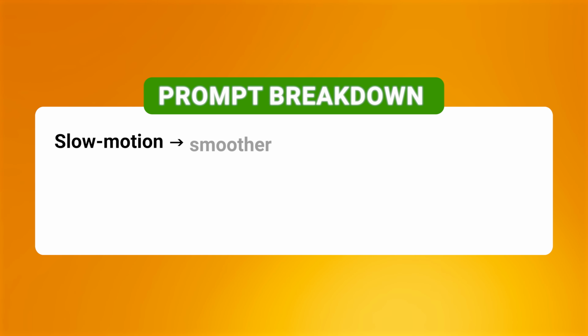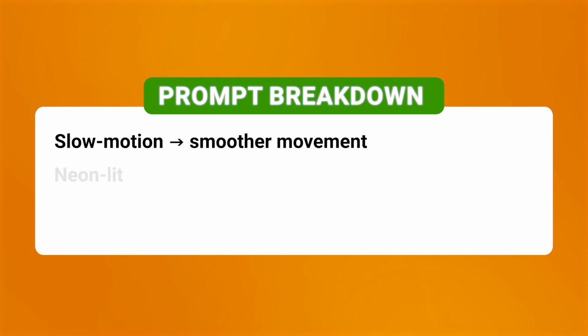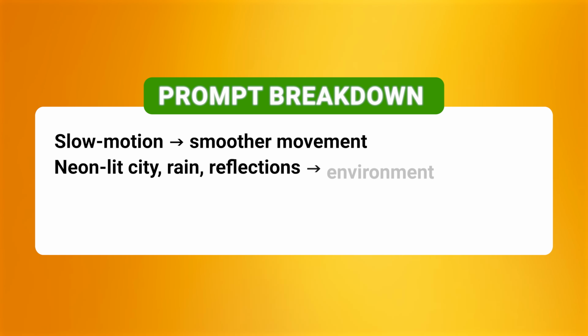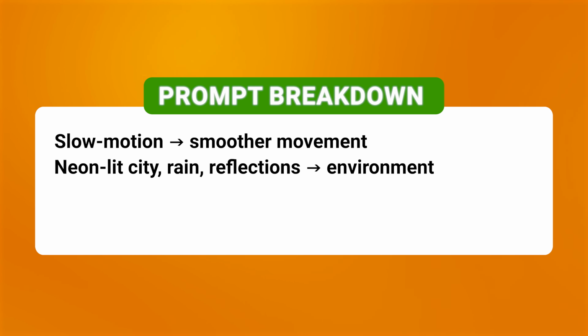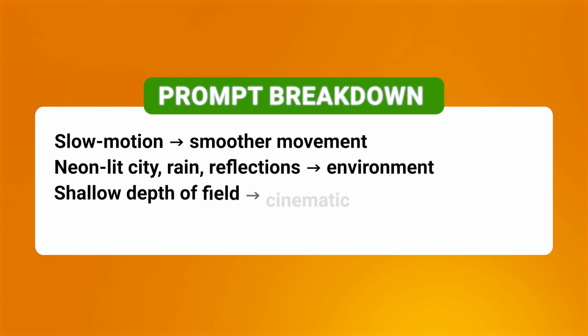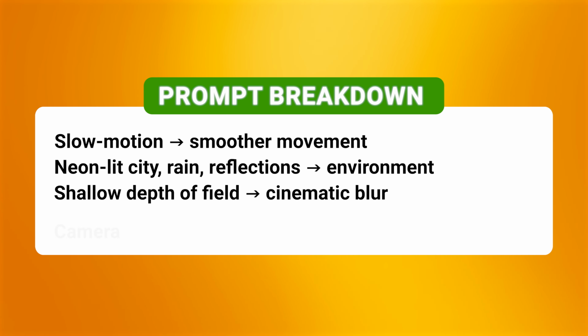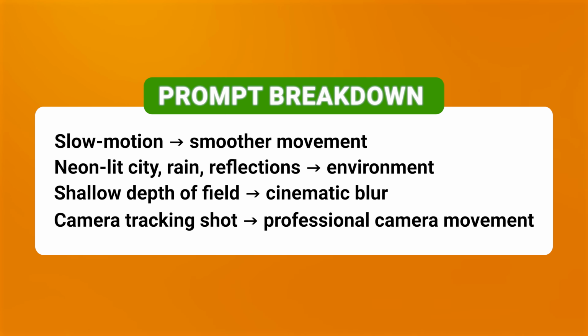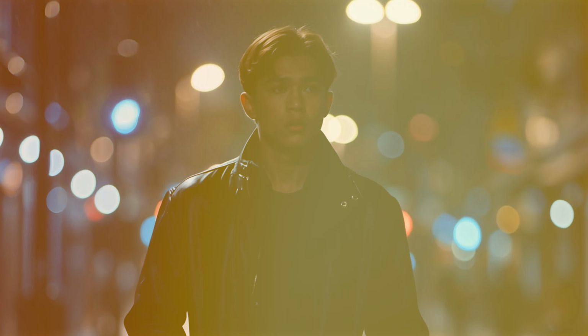Prompt breakdown. Slow motion equals smoother movement. Low lit, wet streets gleam. Shallow depth of field equals cinematic blur. Tracking shot equals professional camera movement.